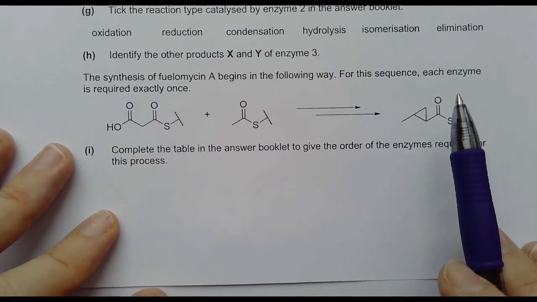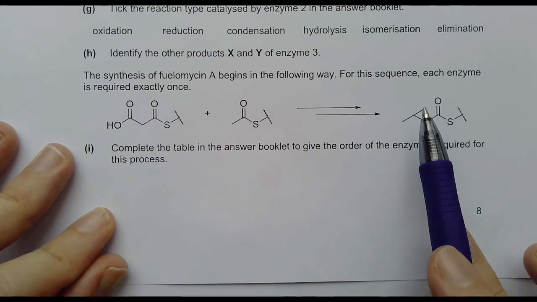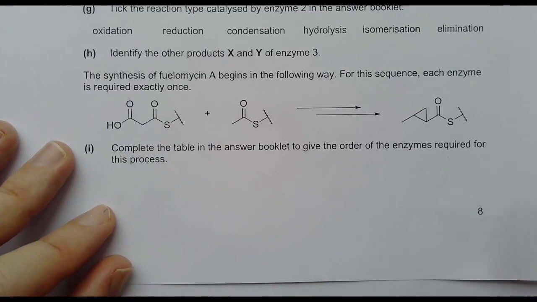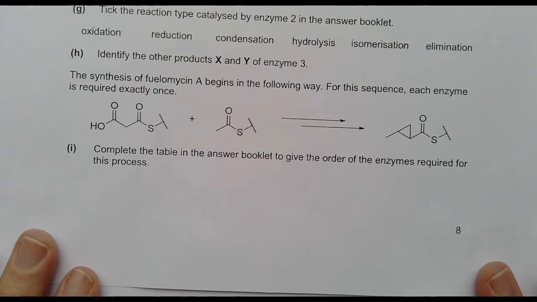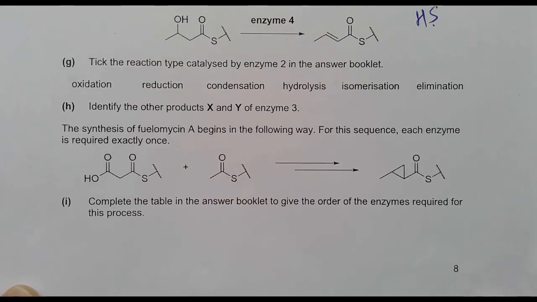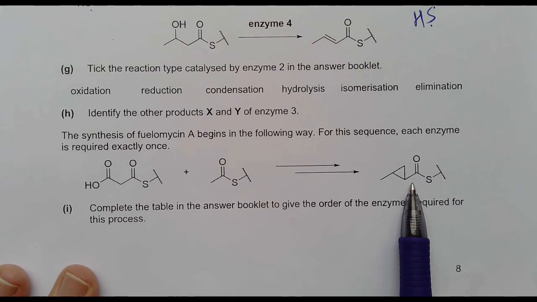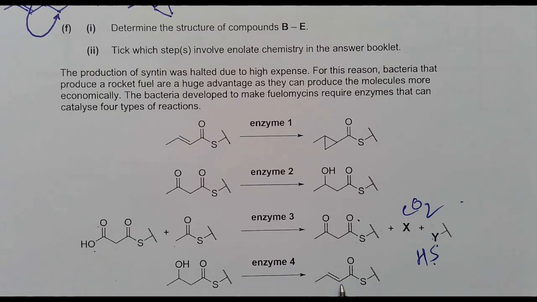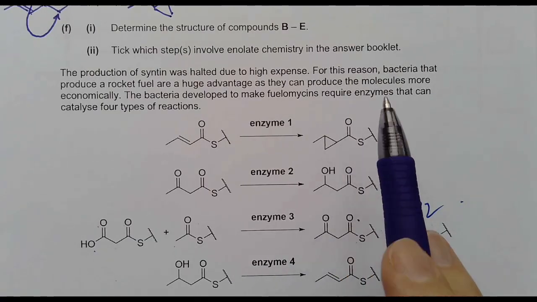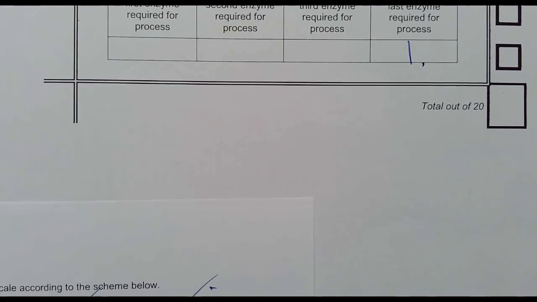So the synthesis of fumaromycin A begins in the following way. For each sequence, each enzyme is required exactly once. Complete the table in the answer booklet to give the order of the enzymes required. This kind of question is very nice. You think about it for 30 seconds, and once you've thought about it, it becomes very, very easy. So that's my final product, which has the cyclopropane ring in it. No ring, no ring, no ring, ring. So it's a good bet that enzyme 1 is going to be the last one.